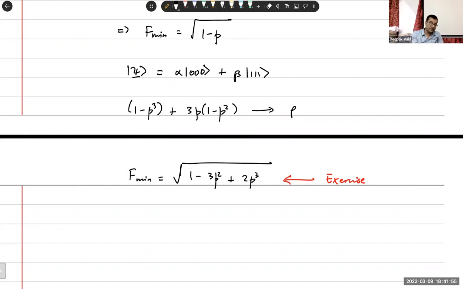Okay, and remember that only when p is less than or equal to half does the three qubit encoding have any advantage, right? And so this fidelity should be more than zero, right? And the fidelity will be more than zero if p is less than half, right? So this tells you the same thing, that when p is less than half, your fidelity is greater than zero.